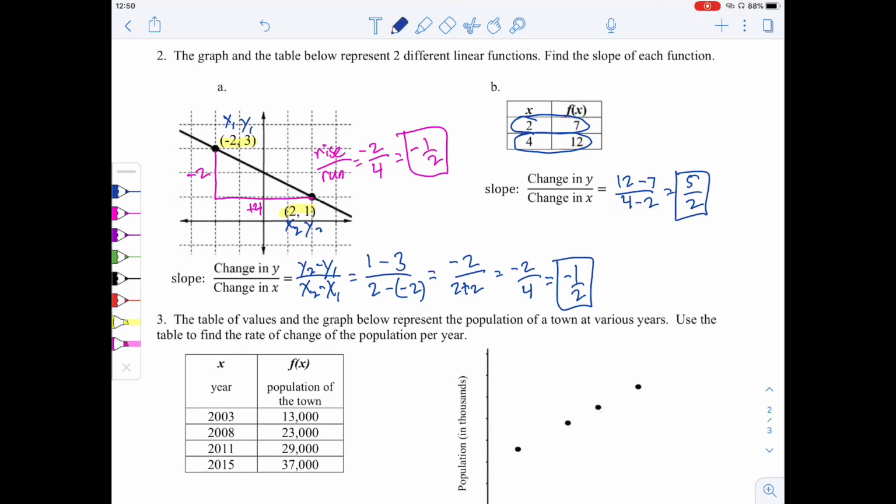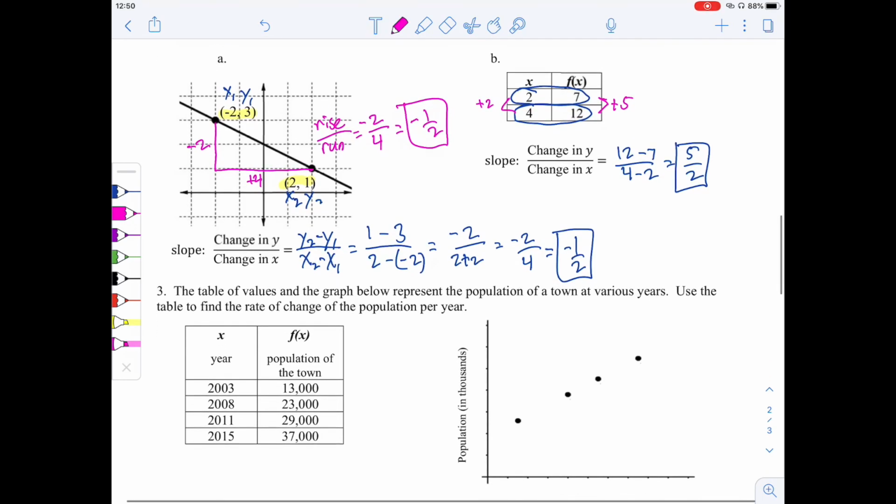Yeah, another way to look at it is, if you look at the change, difference between 12 and 7 is 5. Right? This is positive 5. Difference between 2 and 4, positive 2. We added 2. So rise over run, y over x, right? 5 over 2, same exact thing. That's another way to look at it.